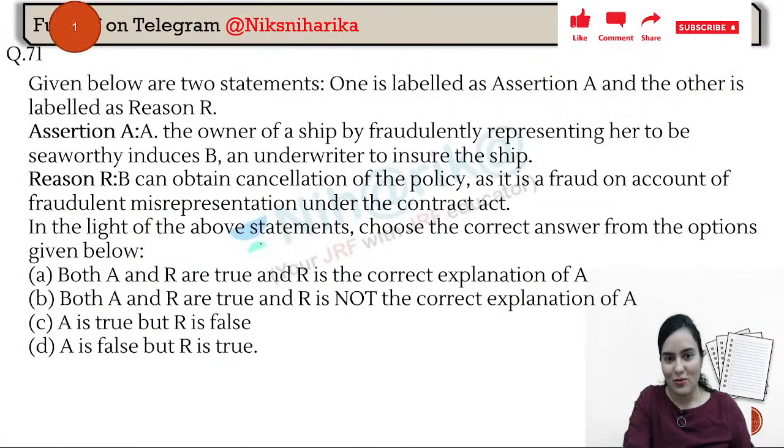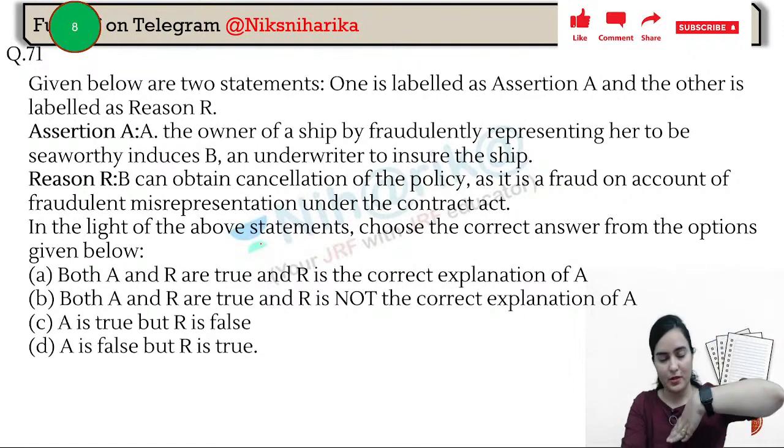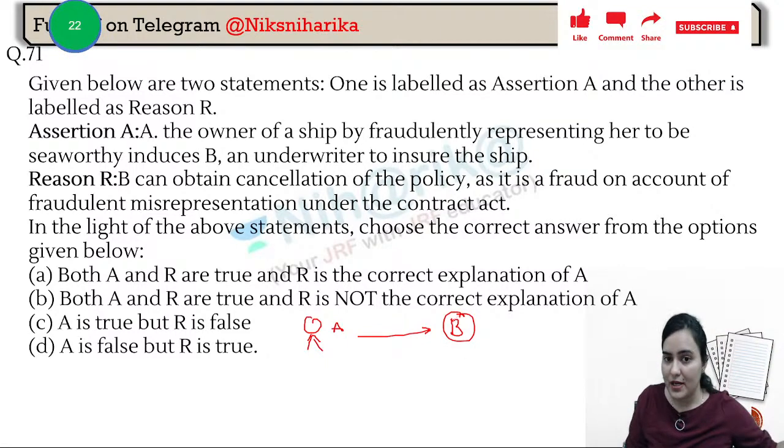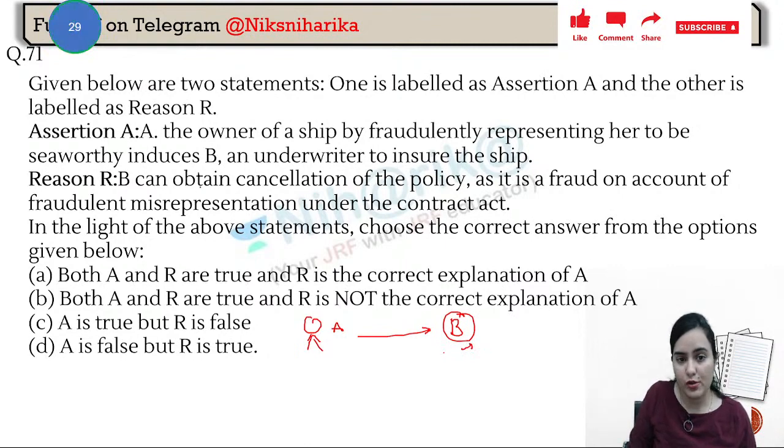Now, A, owner of the ship, by fraudulently representing her to be seaworthy, induces B, an underwriter, to insure the ship. Okay, fine. See what A has done. A has fraudulently told B that the ship is seaworthy, that my ship can go in the sea. So now you insure the ship. And what is B doing? B is insuring, but B can also obtain cancellation of the policy as it is fraud on account of the fraudulent misrepresentation under the Contract Act.